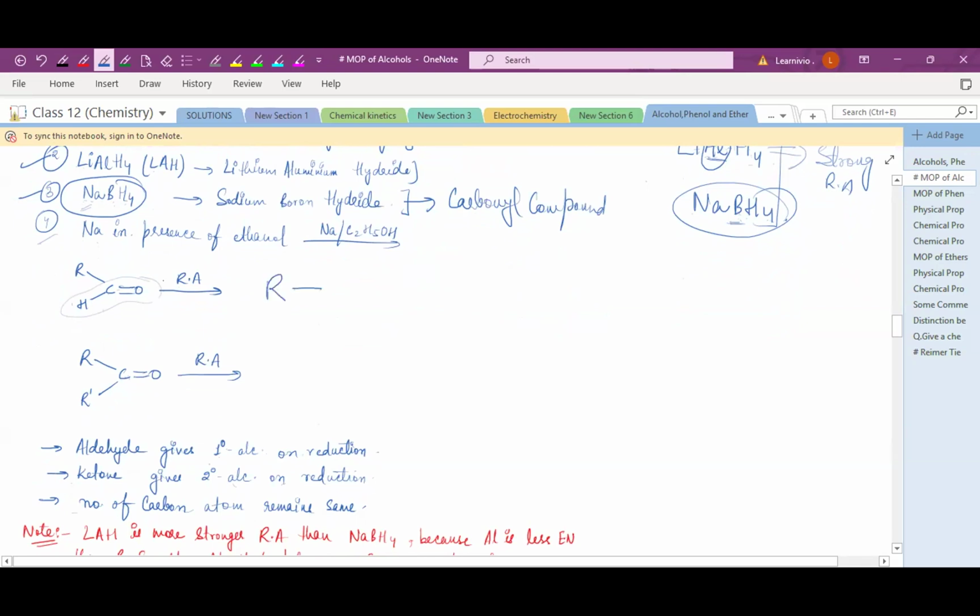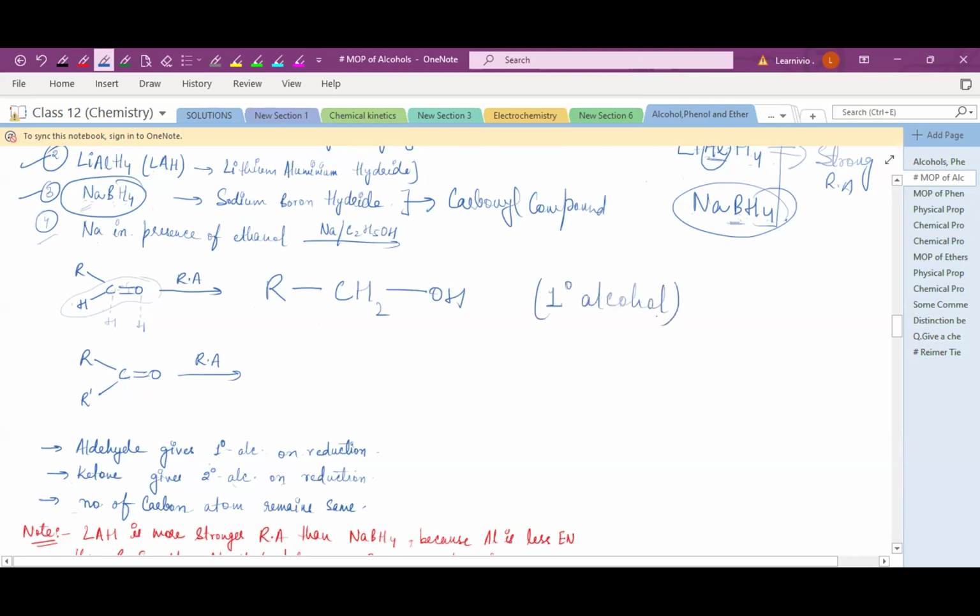What happens? I will just tell you the trick. What you are supposed to do? One hydrogen to the carbon and one hydrogen to the oxygen. Okay, what is reduction? Reduction is the addition of hydrogen. So you have to attach two hydrogen, one hydrogen to the carbon and one hydrogen to the oxygen. So you will get R, and to this carbon, how many hydrogen? Two hydrogen, RCH2, and you are supposed to break this pi bond, and you will get OH. RCH2OH.